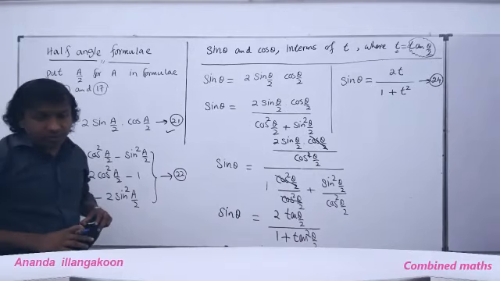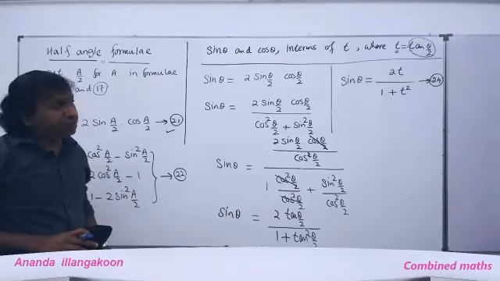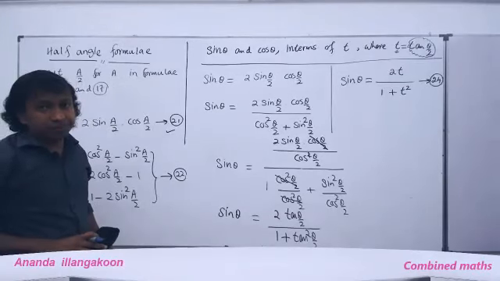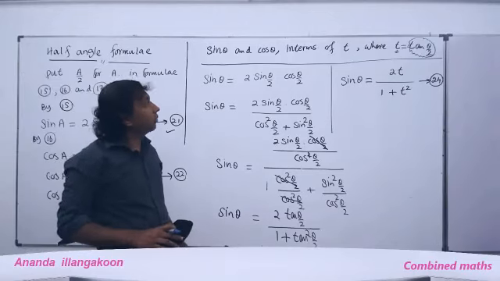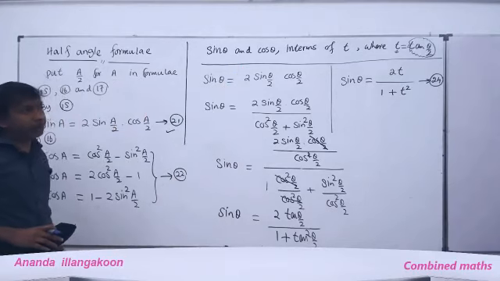Number 25, people, is cos theta. To take cos theta in terms of t. Is the number 25. Let's see what is that.